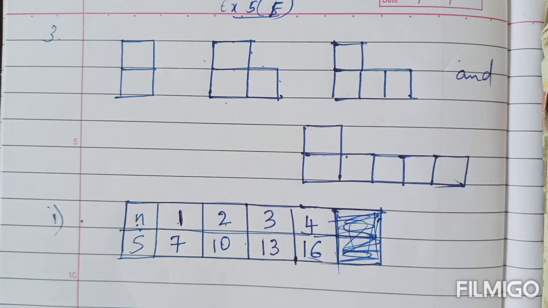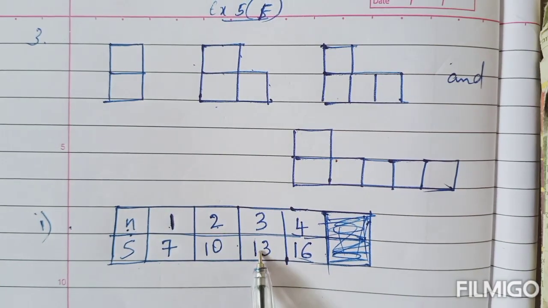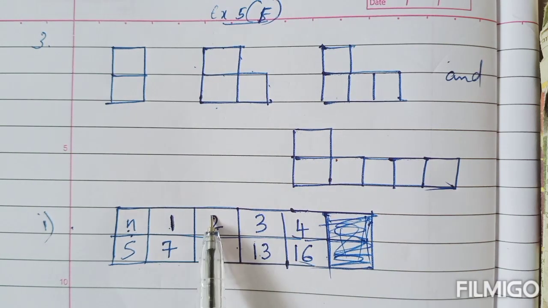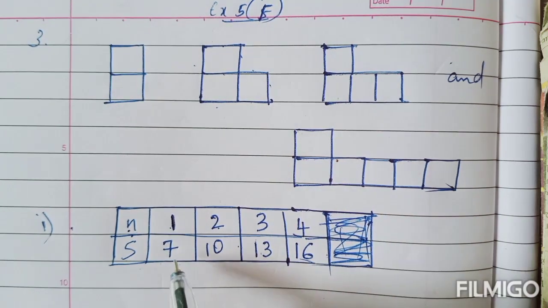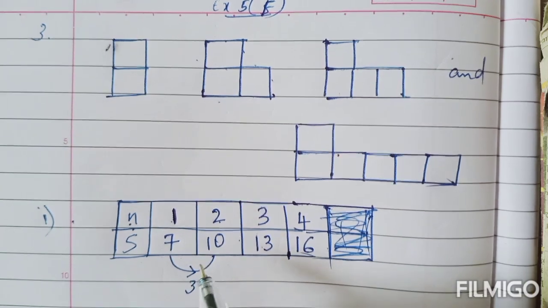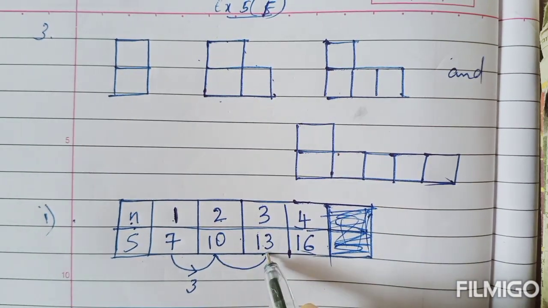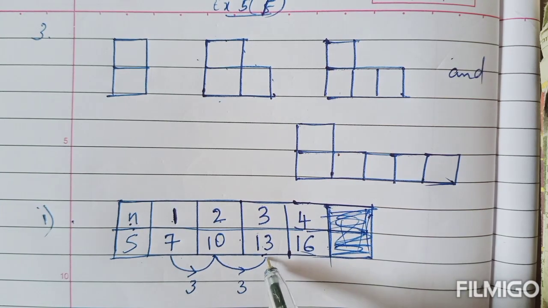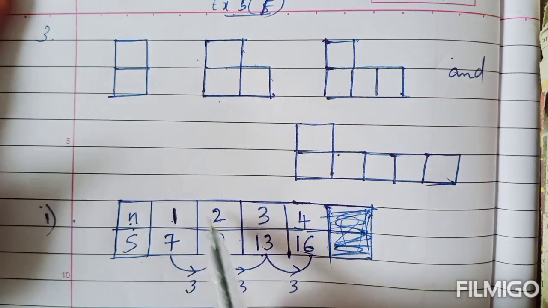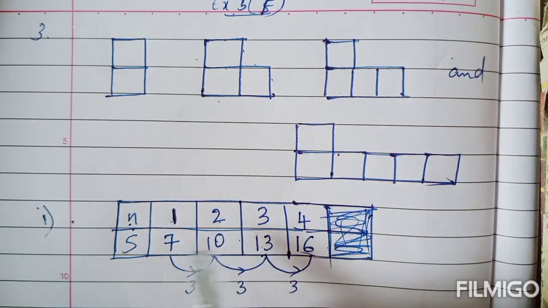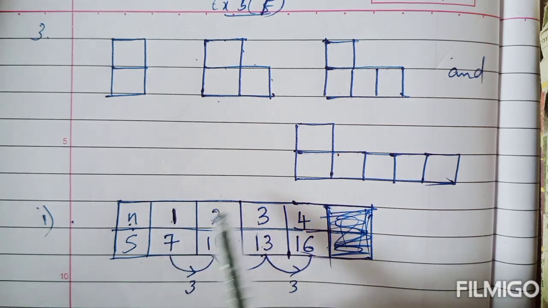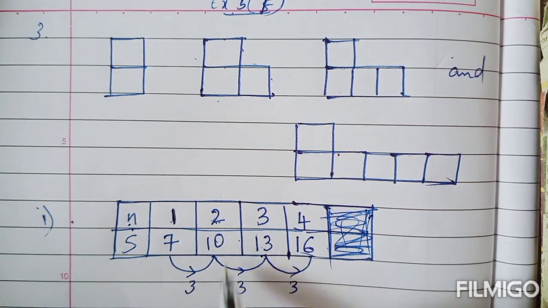Now from this table you can see that as n increases by 1, s increases by 3. 7 plus 3 you get 10. 10 plus 3 you get 13. 13 plus 3 you get 16. And n is increasing by 1: 1 plus 1 is 2, 2 plus 1 is 3, 3 plus 1 is 4. So as n increases by 1, s increases by 3.